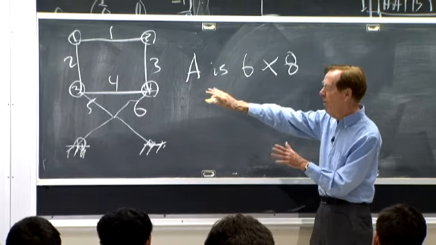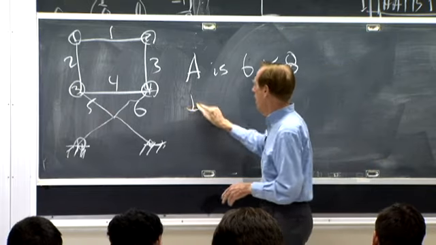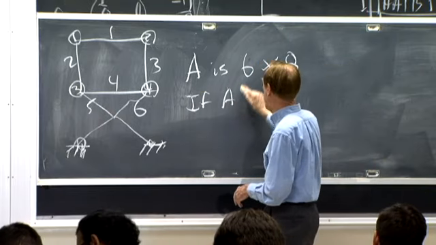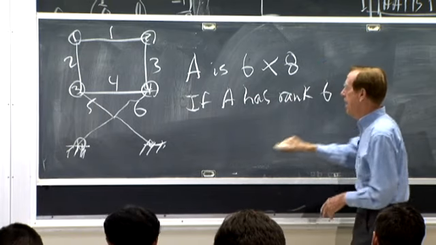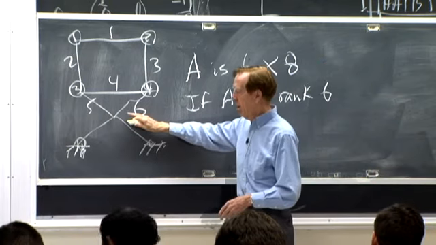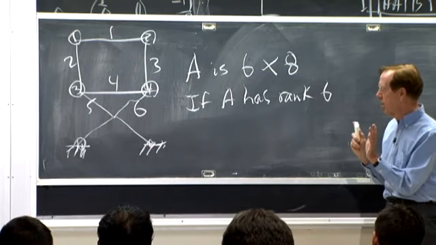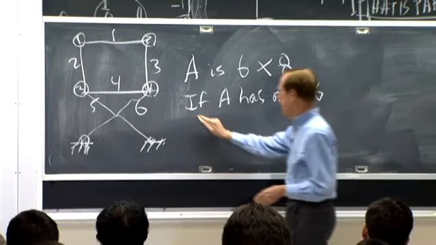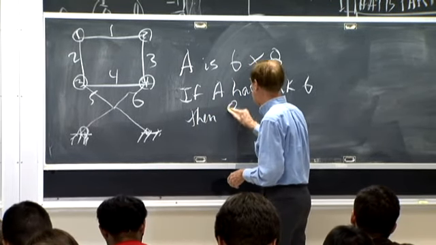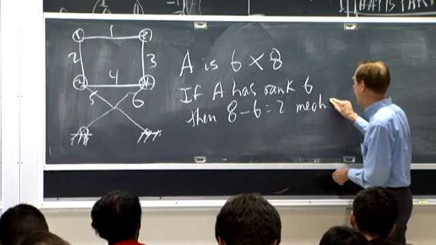So if this matrix A has rank 6, which we probably guess it has, I don't see, but there's an if there. Then 2 mechanisms, right? 8 minus 6 gives 2 mechanisms. Okay, and your question is how to find them.